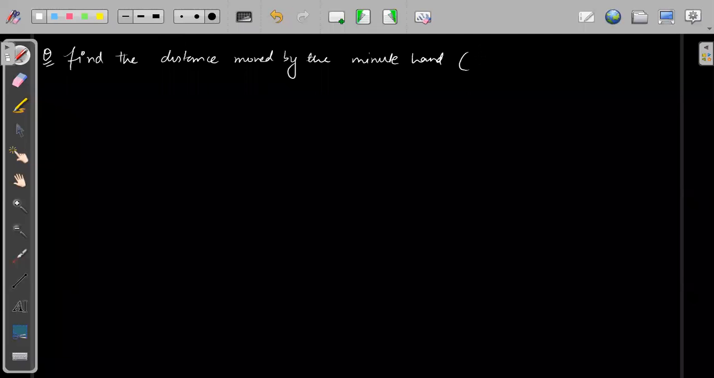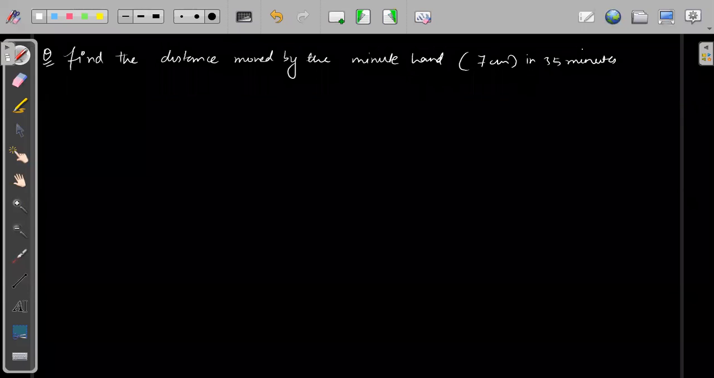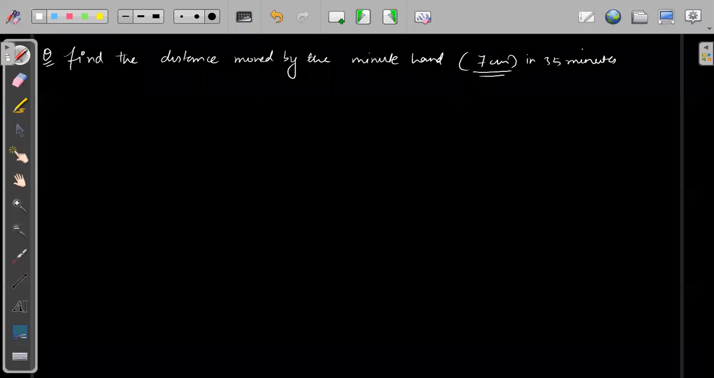The length of the minute hand is 7 centimeter and the time it has taken is 35 minutes. Find the distance moved by the minute hand in 35 minutes. The length of the minute hand is 7 centimeter. Find it.